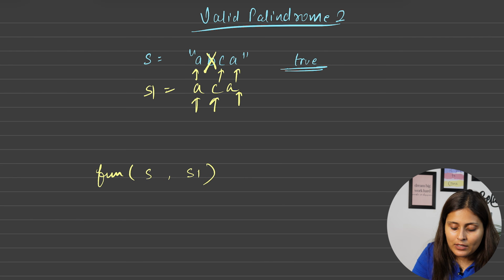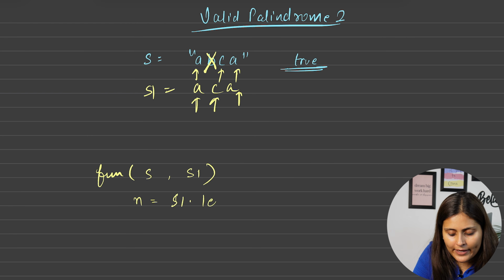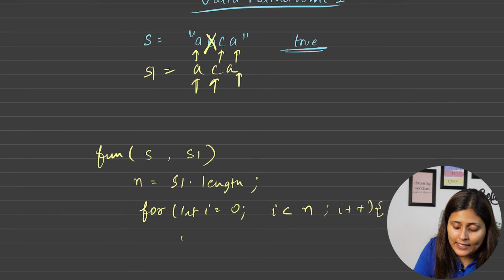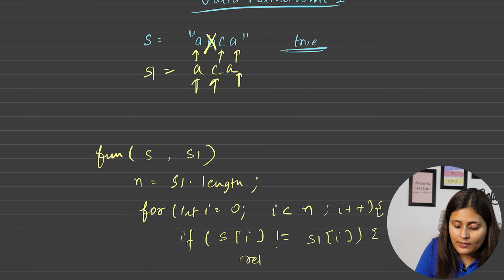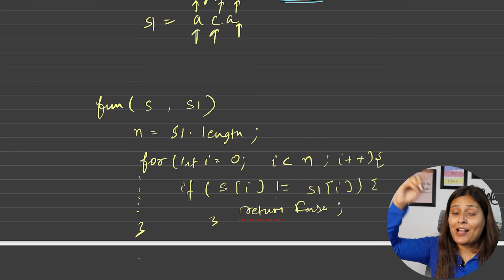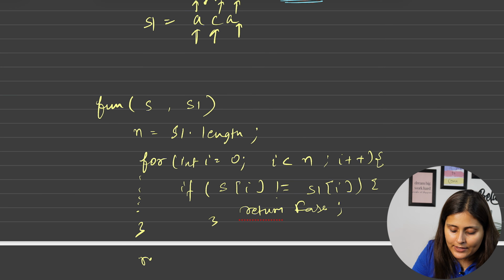Obviously the length will be the same, so we will calculate the length also, S1.length or S.length, both will be the same here. And now we will run the for loop from int i equal to 0 till i less than n, i plus plus. Now if anywhere S of i is not equal to S1 of i, we will return false, then and there. Or else if we come out of this for loop, we can definitely say all index values match, all characters matched. So here we can say return true.